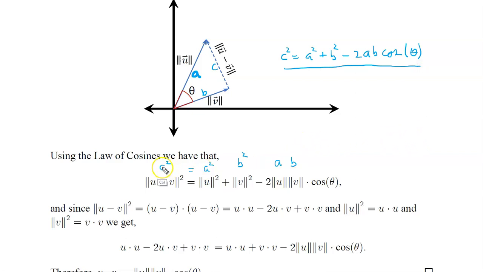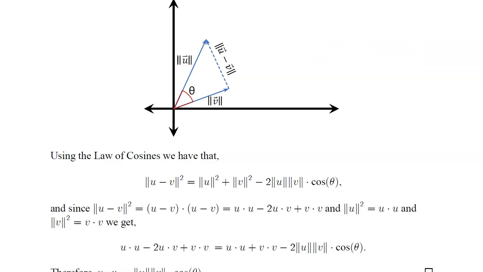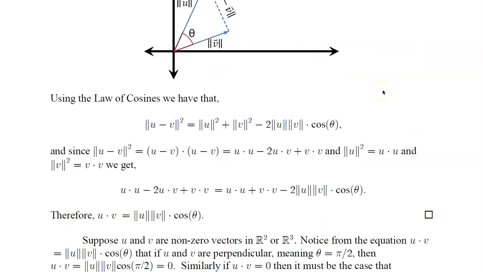Now, what we're going to do is this. Let me just move this down here. Okay, now what we're going to do, recall that the magnitude of a vector squared is equal to U dot U. Okay, that's a result that we had previously.